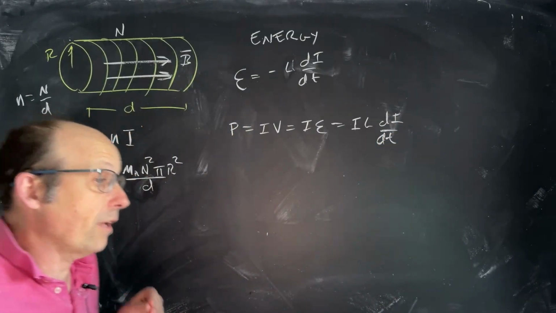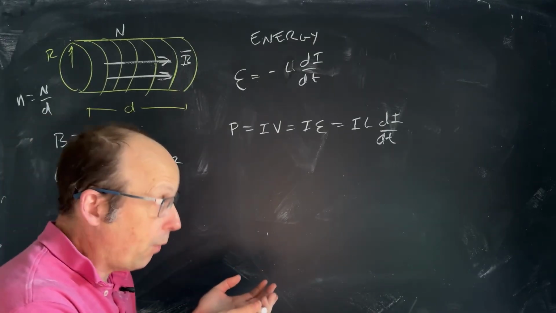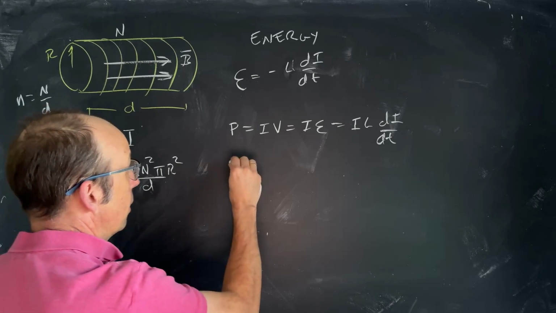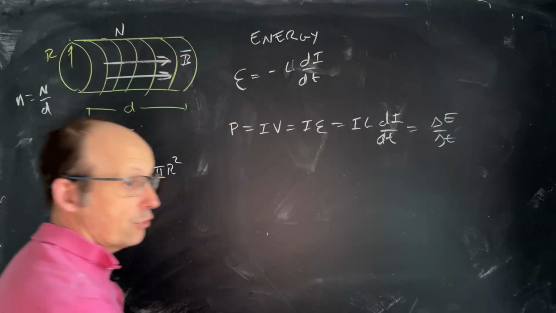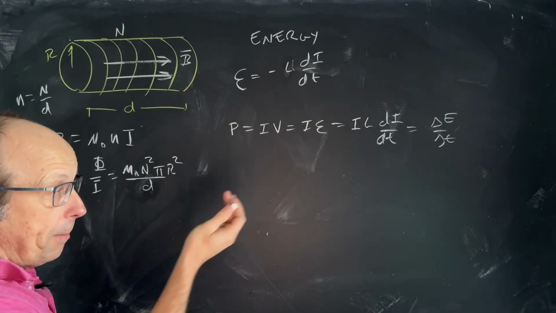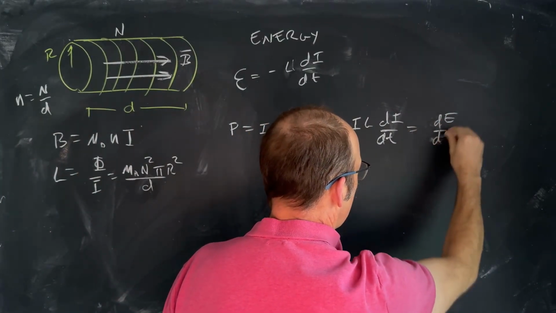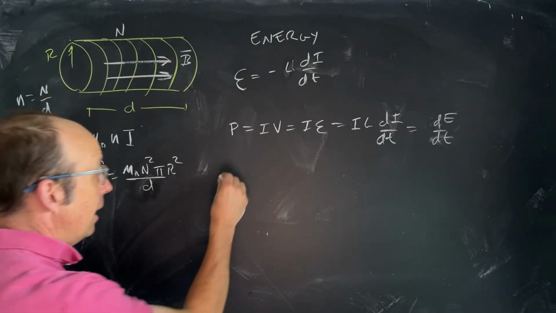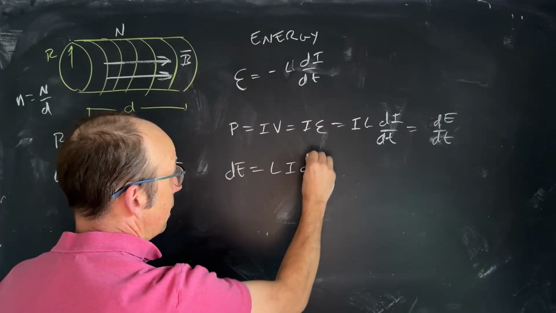So it's going to change. As I increase the current, I'm going to have more power. But I really don't care about the power, I care about the total energy. So we can define power as delta E delta T, the rate of change of energy. So let's solve for the energy by multiplying both sides. Actually, let's call this derivative dE dt. So I can multiply both sides by delta T, and I get dE equals L i di.